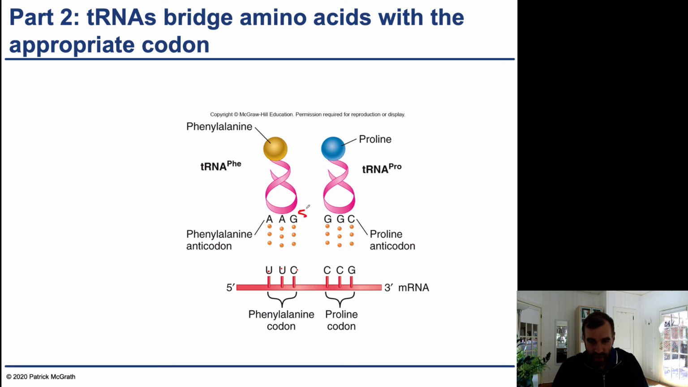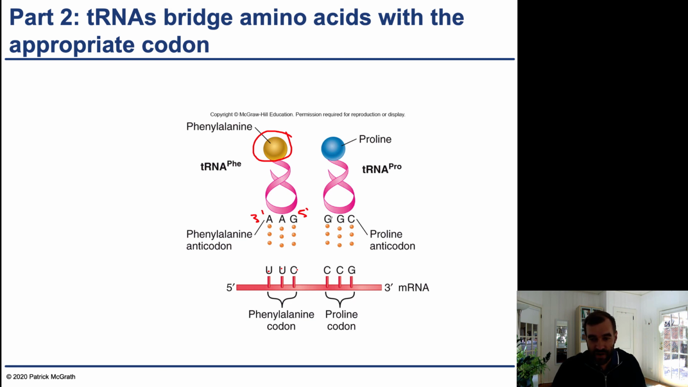So the 5' is here, the 3' is here. And so we have anti-parallel bonding, and then you'll notice that it's complementary. So the G binds to the C, the A binds to the U, and the A binds to the U. And so this particular tRNA is able to recognize and bind to a codon in the mRNA that is complementary. This particular tRNA is always attached to an amino acid, a phenylalanine amino acid.